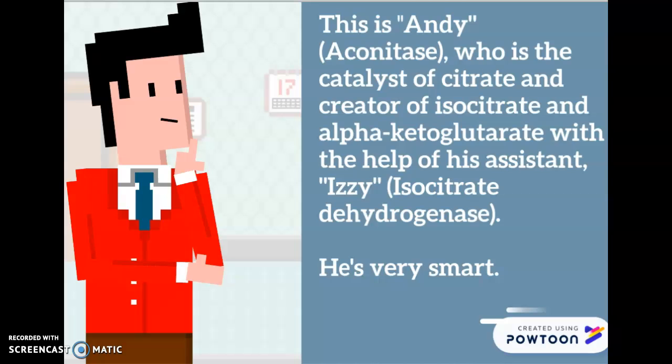This is Andy, aconitase, who is the catalyst of citrate and the creator of isocitrate and alpha-ketoglutarate, with the help of his assistant Izzy, also known as isocitrate dehydrogenase. He is very smart.